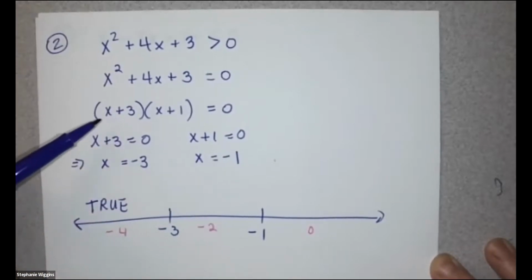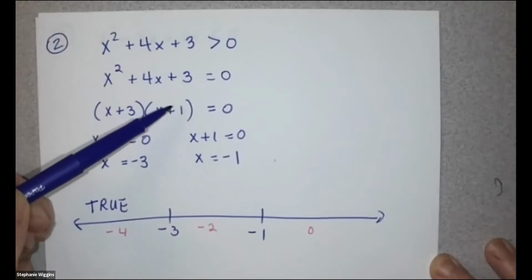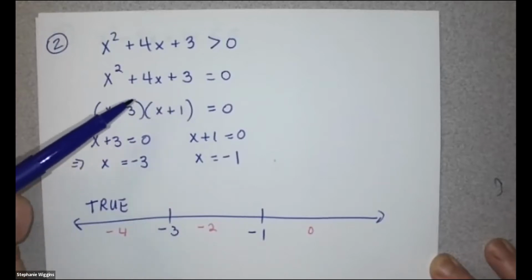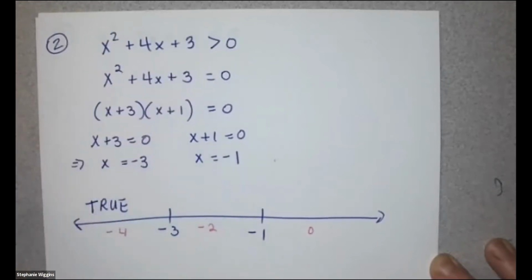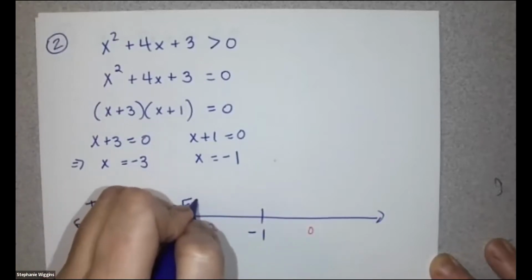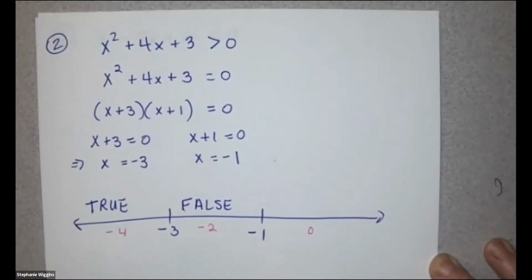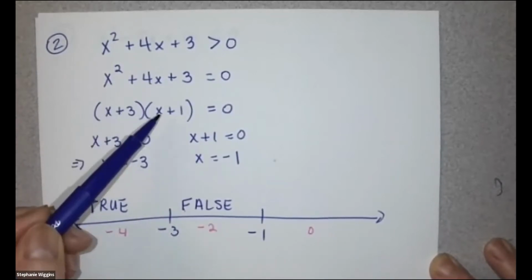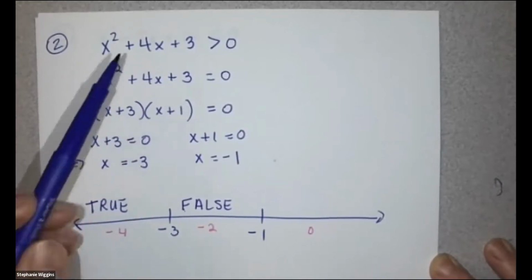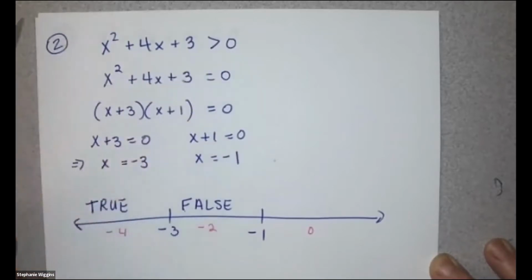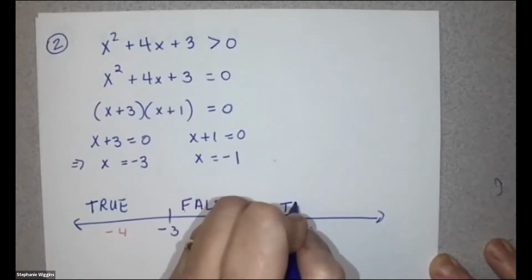Plugging in -2. -2 plus 3 is 1. -2 plus 1 is -1. Is -1 greater than 0? No, that's false. And then plugging in 0, I get 3 times 1 is 3 greater than 0, true.